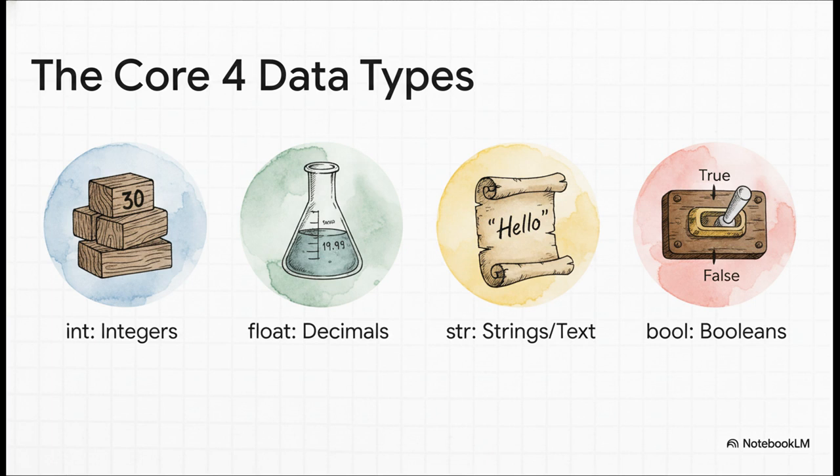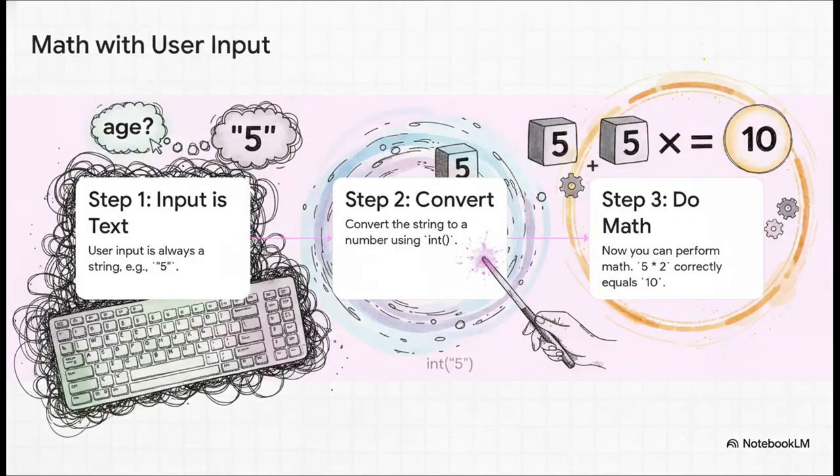You can add 2 integers, no problem. But you can't really do math on a string, can you? Now here is a rule you absolutely have to remember. User input is always a string, no exceptions. So if a user types the number 5, Python sees it as the text character 5, not the number 5. So if you try to multiply that string 5 by 2, you don't get 10, you get 55. It just repeats the text. To do real math, you have to explicitly convert that string into a number, into an integer.